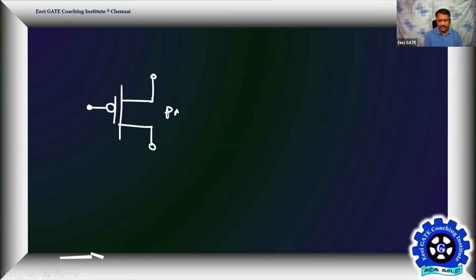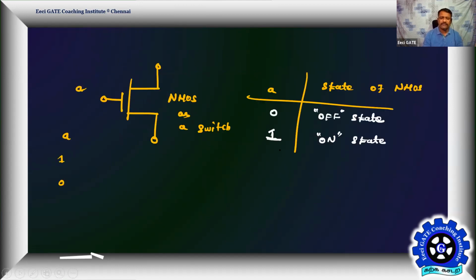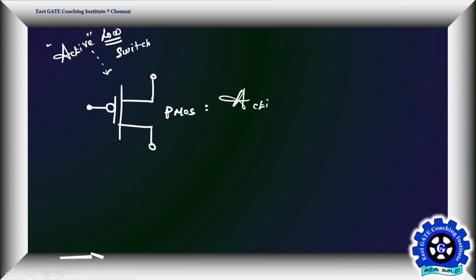So this is your PMOS. The moment you see the bubble, you have to feel like it's an active low switch. It's a switch, but it is looking for active low. It's active when you give the control input as low. So the switch is called an active low switch. PMOS is an active low switch. Like how I introduced NMOS earlier, NMOS is fundamentally an active high switch, and PMOS is an active low switch.